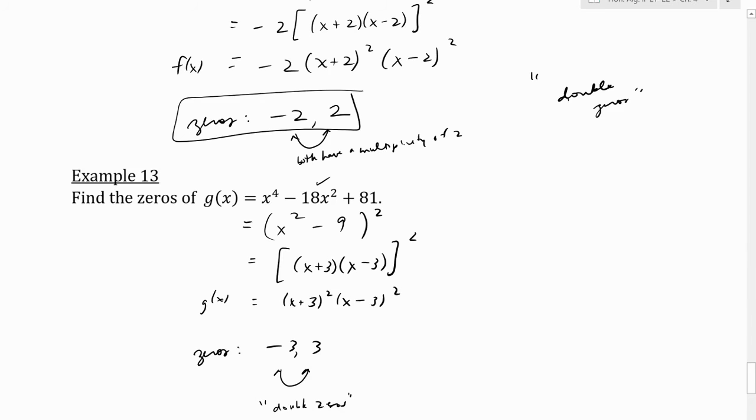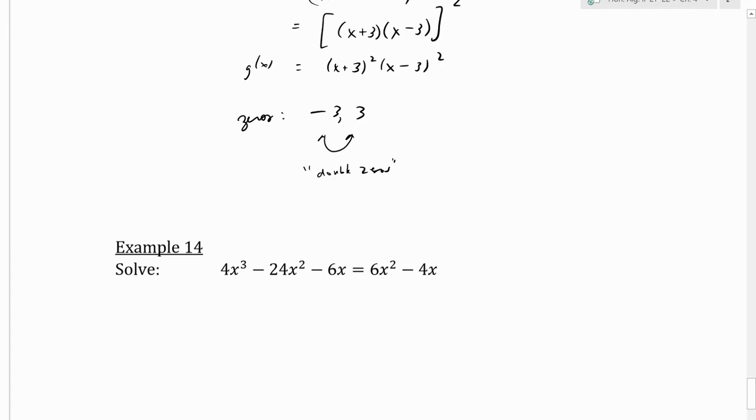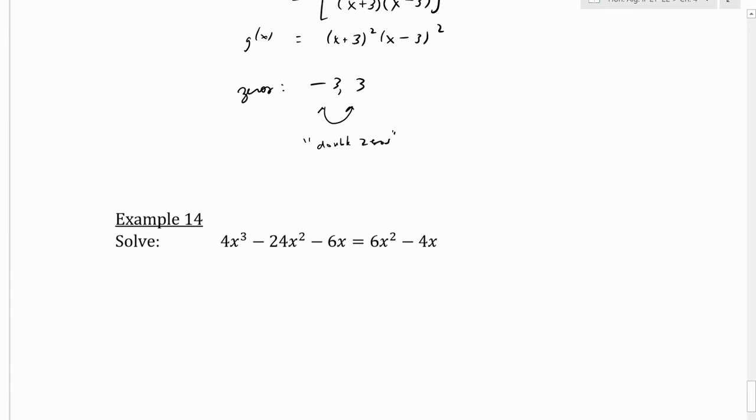Now notice I didn't put x equals those. It's because it's just saying what are the zeros? What are these x values that you would plug into this function and get a 0 out? You just list them. This one, solve, not find the zeros. We're going to solve it.